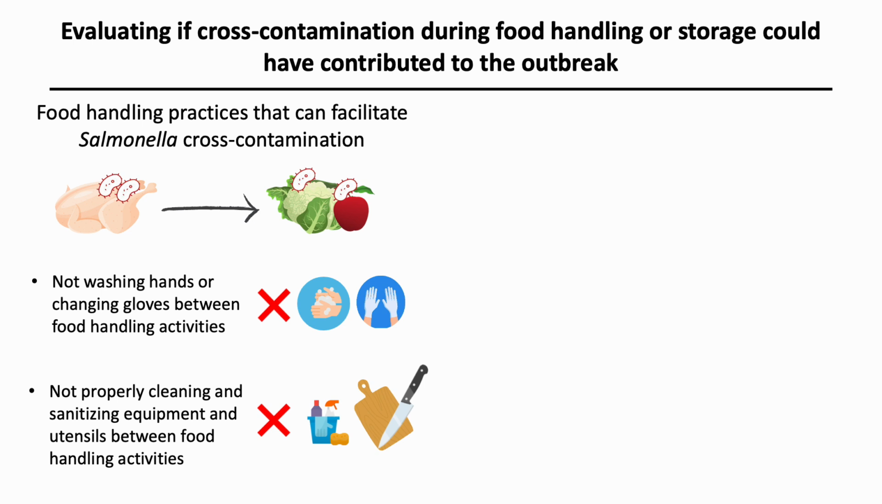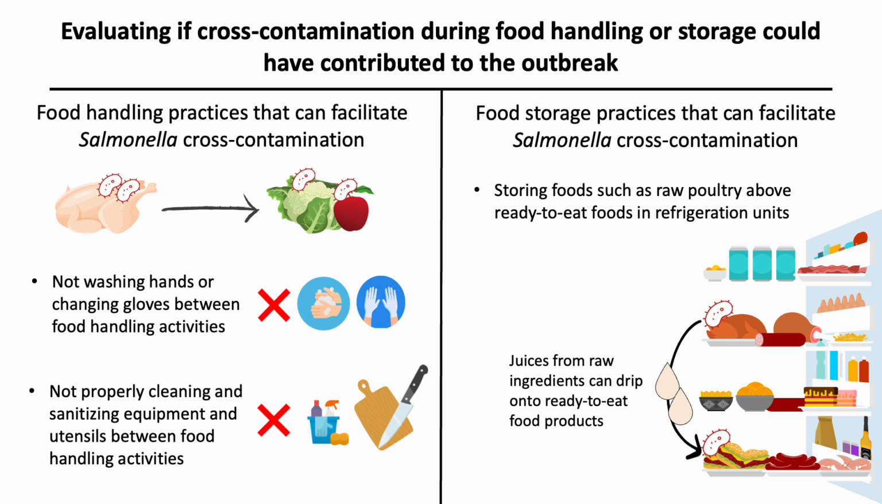cross-contamination of Salmonella. Additionally, poor separation and storing of foods like raw poultry or eggs above ready-to-eat foods in refrigeration units can, in some instances, facilitate cross-contamination of Salmonella, as the juices from these raw ingredients, at higher risk for being contaminated with Salmonella, can drip down onto the ready-to-eat foods.